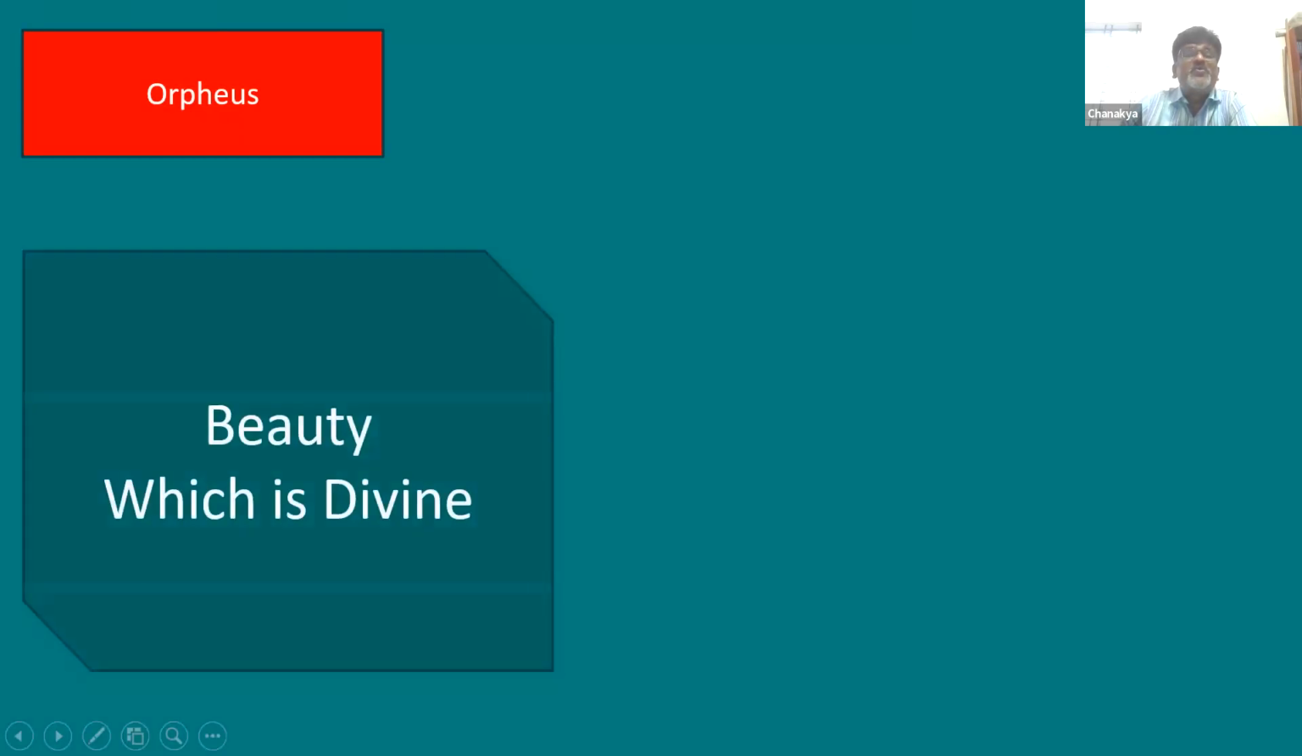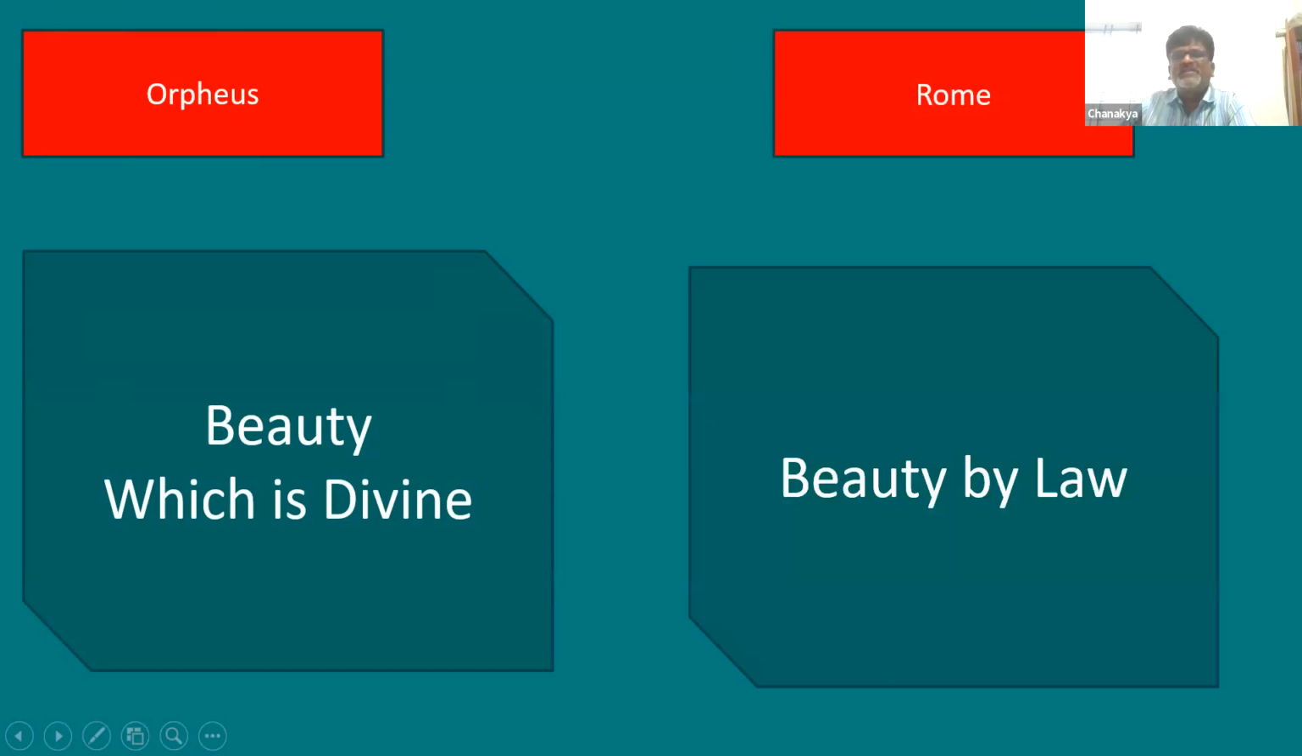So every religion has its emphasis. For example, one of the Greek philosophers, Orpheus, spoke of the beauty which is divine. He talks about divine beauty, again nothing but God. And in Rome, we had beauty by law. Divinity and law are the same, because law is something abiding, which is morality. So the Roman people gave the emphasis to morality and law, and for the Greek people it was beauty.